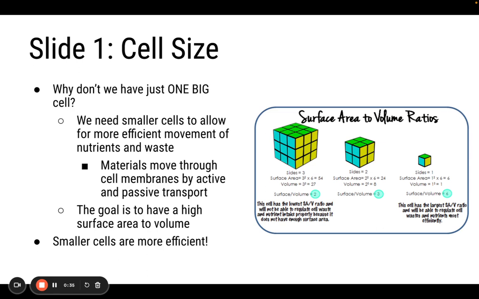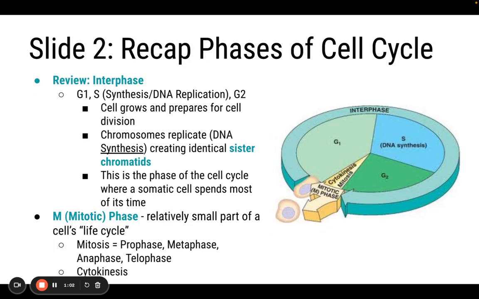The bigger your cells, the harder it would be to deliver nutrients throughout all of the cell. So cells need to remain small so that materials can continue to move through them through active and passive transport relatively quickly. So the goal of the cell size is to have a high surface area to volume, meaning the volume inside is low compared to the amount of membrane that covers the volume, or the cytoplasm. So in essence, smaller cells are more efficient than larger cells.